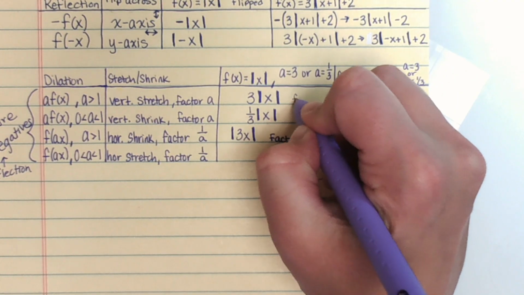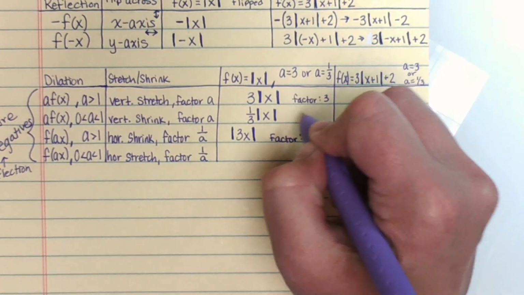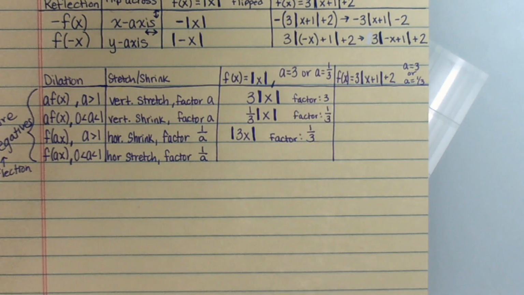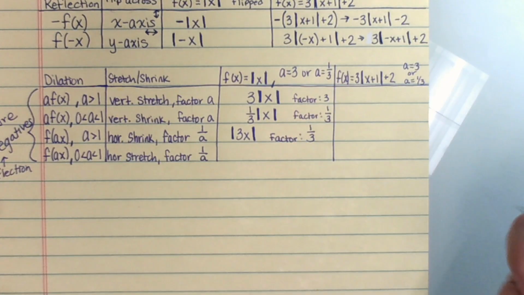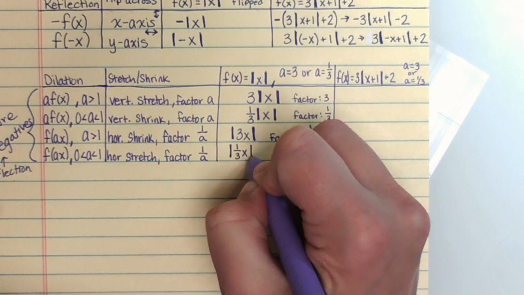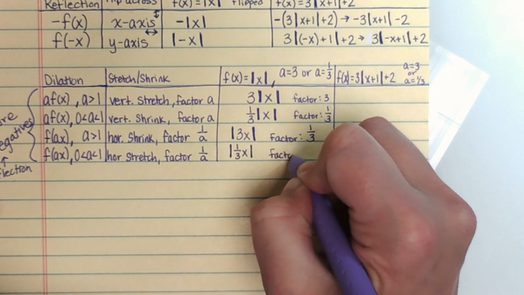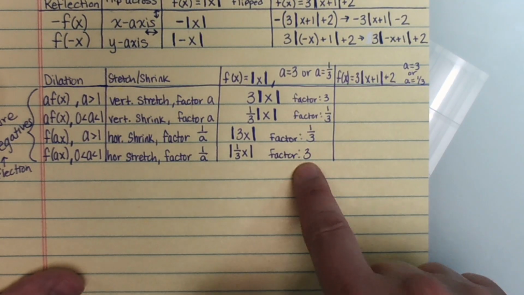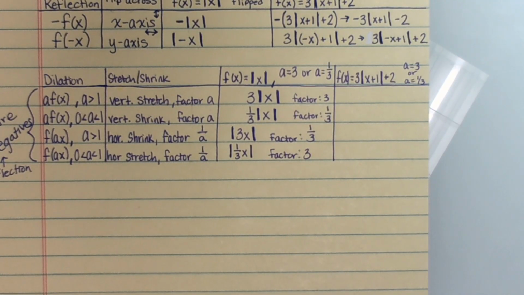Well, when it comes to vertical, the factor was whatever the numbers were. For horizontal, the factor is always flipped. If A is 1/3, in other words, I have this going on, the factor in the problem is 3, and it's a stretch, because the factor is kind of how you know it's a stretch. Stretch, you generally think bigger, the factor is bigger, even though in the equation it's a smaller number.